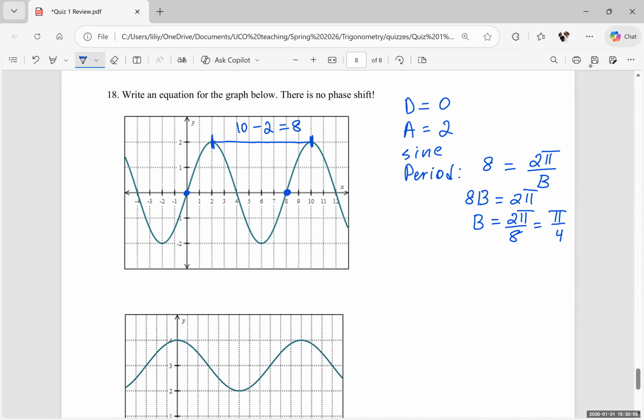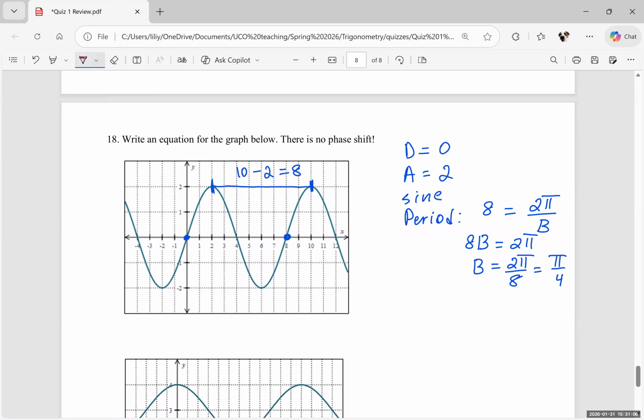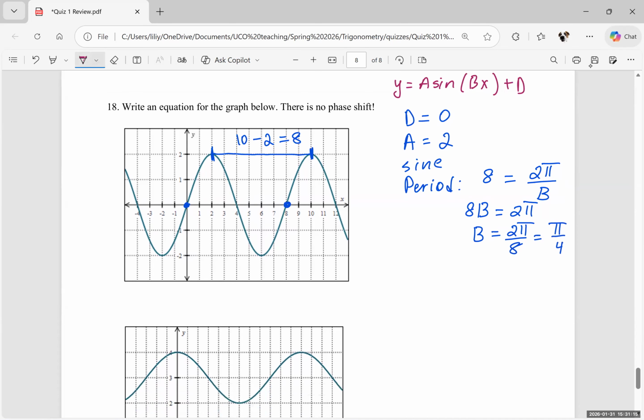All right, we have everything to write down the equation of this function. Oh, I did not put down the general one. That's y equals a sine bx. We don't have c plus d, so we'll go ahead and use that. y equals, a is 2. This is a sine function. B was pi over 4. And d was 0, so I'm not going to put plus 0 down. We don't need it.